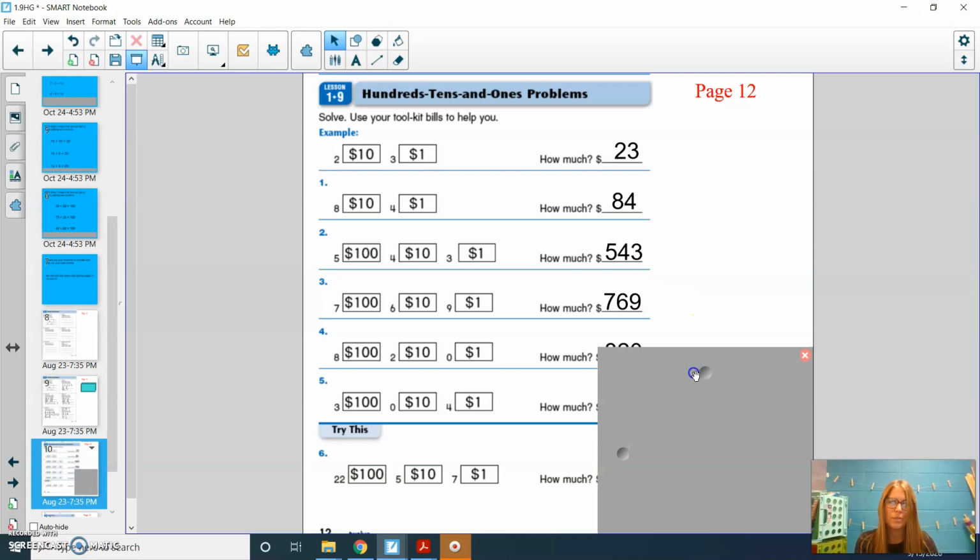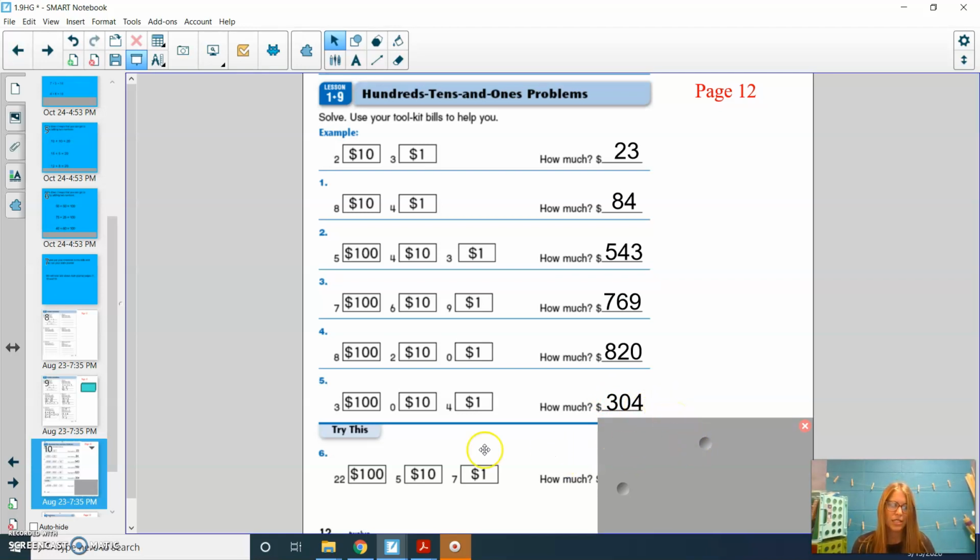8 $100 bills would get me to 800. 2 $10 bills would get me to 20. And then if I have 0 $1 bills, I'm going to show that by just putting a 0 in that ones place. So my answer would be 820. For number 5, if I have 3 $100 bills, that would get me to 300. Now notice how just like before, if I have 0 $10 bills, I'm going to show that by putting that 0 in the tens place. And then I have my 4 $1 bills.